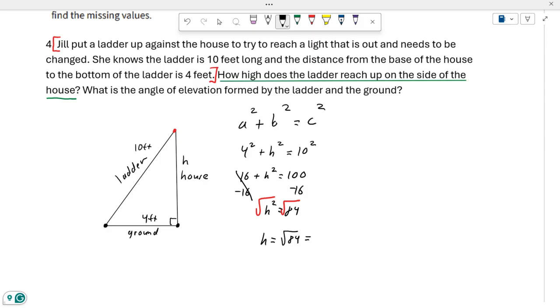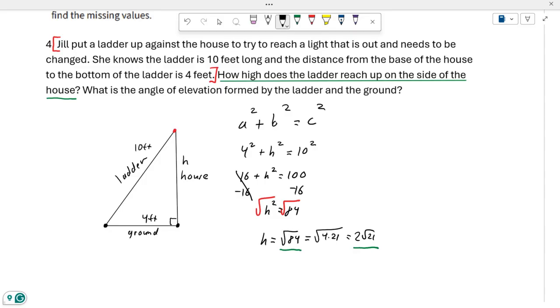If your class is simplifying square roots, you can rewrite this as 4 times 21, and the square root of 4 is 2, so it's 2 root 21. Depending on what your teacher is looking for, if you want to give an exact answer, you should either say the square root of 84 or 2 root 21. Those are both exact answers, and 2 root 21 is a little bit better because it's simplified. But if you're not simplifying square roots, then you would leave it as the square root of 84.